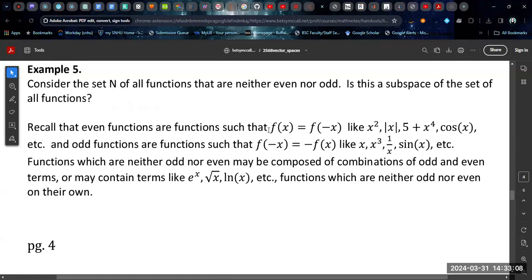Recall that even functions are functions such that f of x is equal to f of negative x, like x squared, absolute value of x, x plus x to the fourth, cosine x. And odd functions are functions such that f of negative x is negative f of x, like x, x cubed, 1 over x, sine x. Functions which are neither even nor odd may be composed of combinations of odd and even terms, or may contain terms that themselves are neither even nor odd, like e to the x, square root of x, log x, etc.